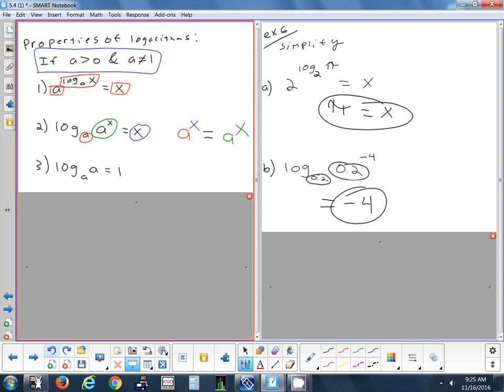Rule 3. That's another special pattern, and it says log base a of a always equals 1. I didn't write an example, but if you wanted one, log base 7 of 7 would be 1. Log base 13 of 13 would be 1. What's my base in this one? A. What's my argument? My argument is also A. And what's on the other side? 1.